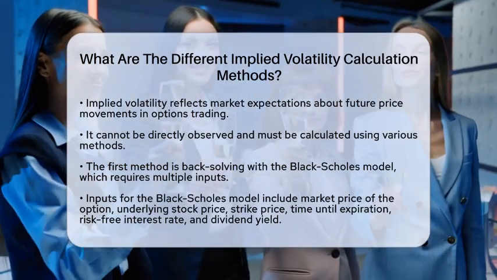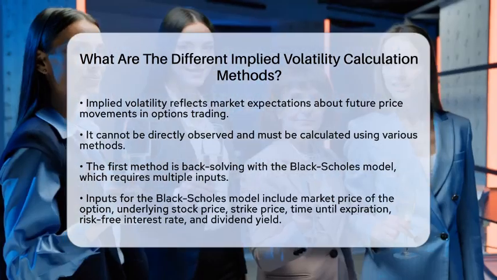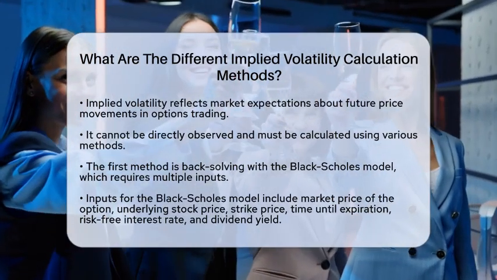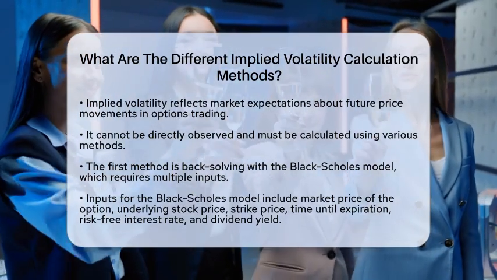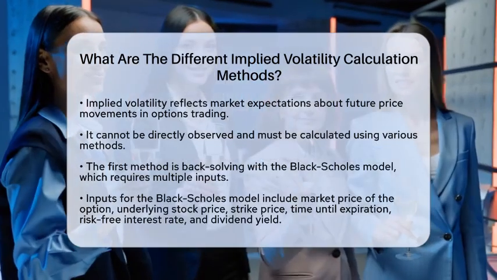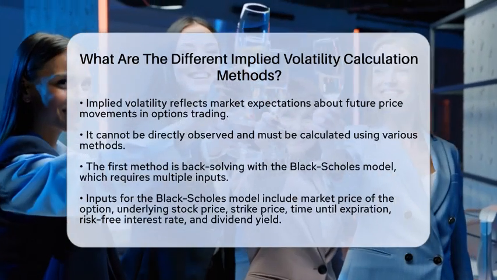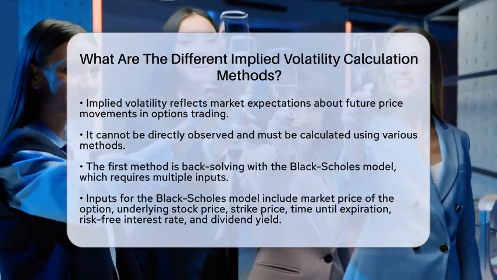The first method is back-solving using option pricing models, particularly the Black-Scholes model. This model requires several inputs, including the current market price of the option, the current price of the underlying stock, the option's strike price, time remaining until expiration, the risk-free interest rate, and any applicable dividend yield.